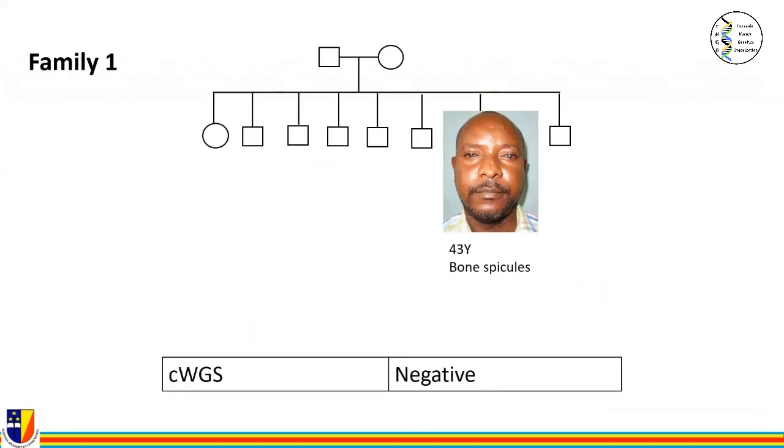In the first family, we have sporadic cases, and the clinical whole genome sequencing did not allow us to identify a causal variant for the IRD phenotype. Genomic data will be reanalyzed in 6 months' time, hoping to solve this case.